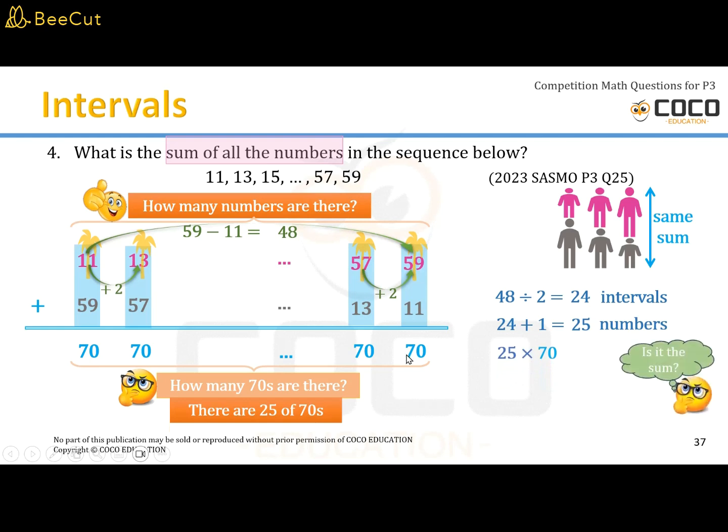But think carefully, is it the sum of the sequence here? We know no. Why? Because the 25 70s include not only the forward sequence, but also the backward sequence. So it means you add the sequence twice. That's why in order to find the sum here, you have to divide by 2. Now you will get the answer, which is 875.